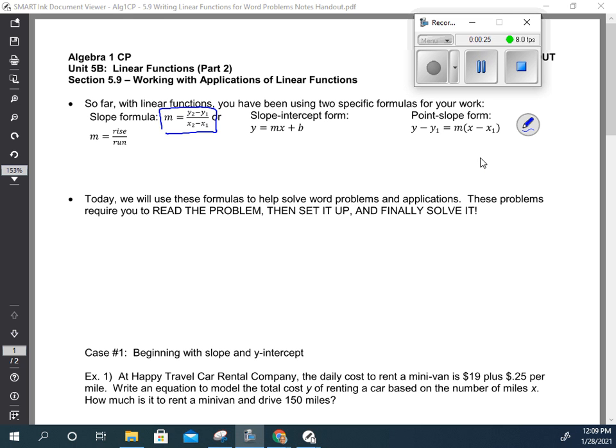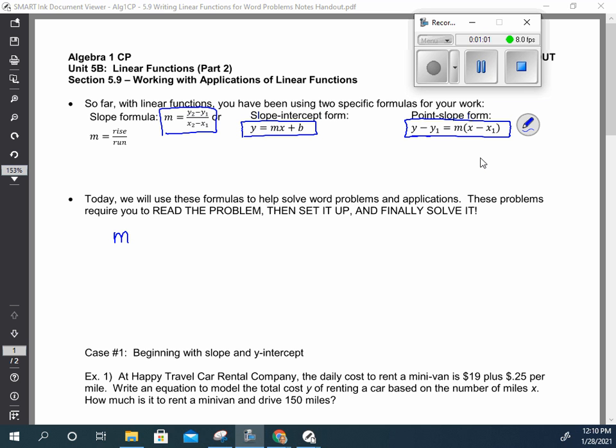Slope formula, slope-intercept form, and point slope form. So now we're going to use these formulas to solve word problems and to solve applications, just like you did with your project, or are going to do with your project. So to help us out, we have to understand what these mean.